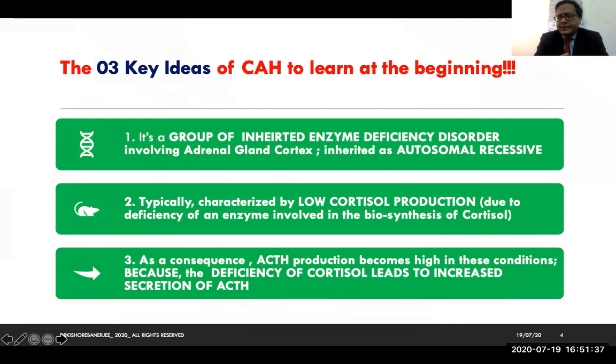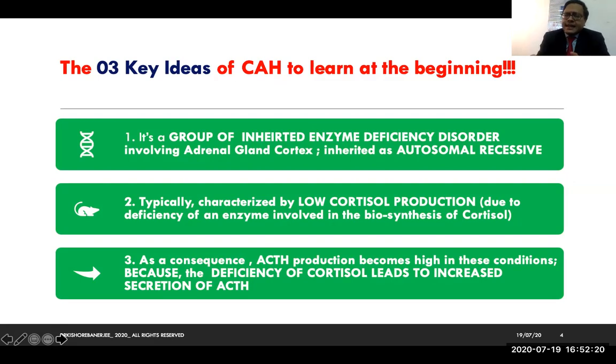So at the beginning, there are three things you need to learn to understand CAH. Firstly, it's an inborn metabolic error. It's an enzyme deficiency disorder, and not a single enzyme deficiency disorder, but a multiple enzyme deficiency disorder. In the respective subvariants, one enzyme could be deficient, and in another disorder there will be another deficient enzyme. But the common theme in congenital adrenal hyperplasia is this: typically, there is a defect in the biosynthesis of cortisol, because cortisol, along with sex steroids and mineralocorticoid, is produced from the adrenal cortex.